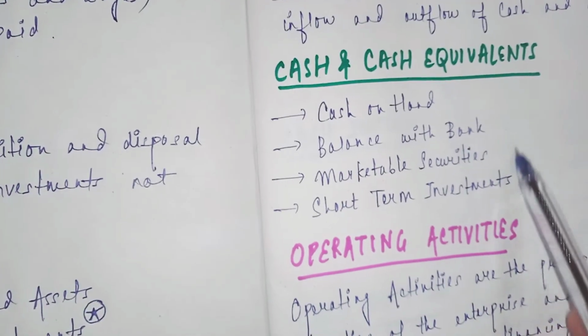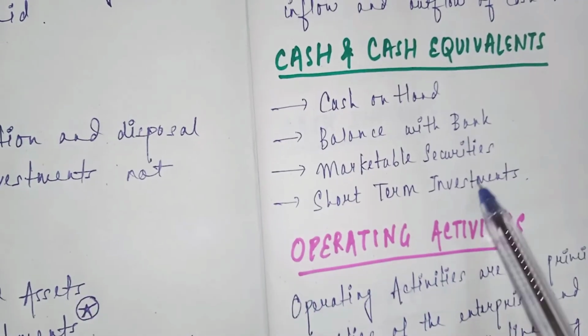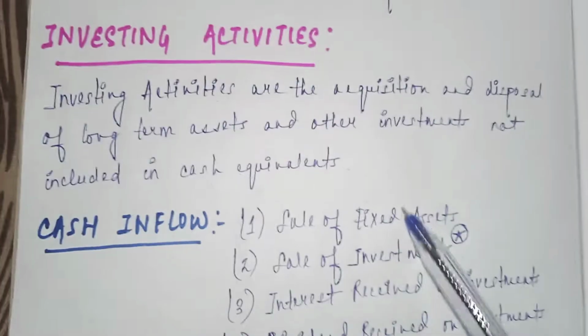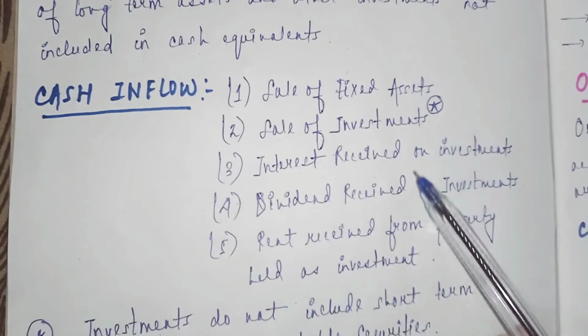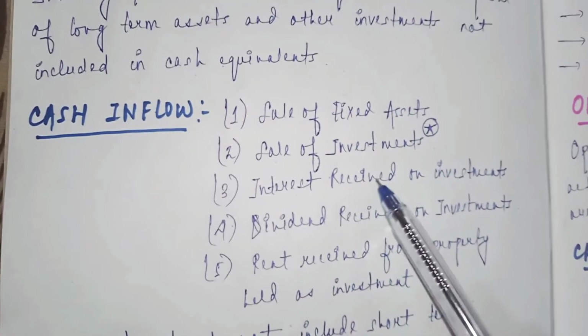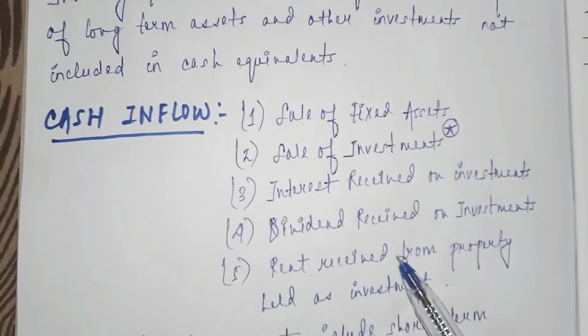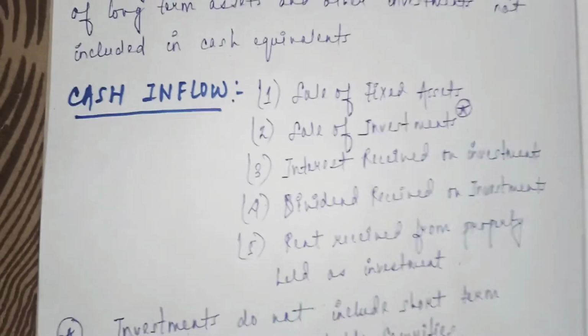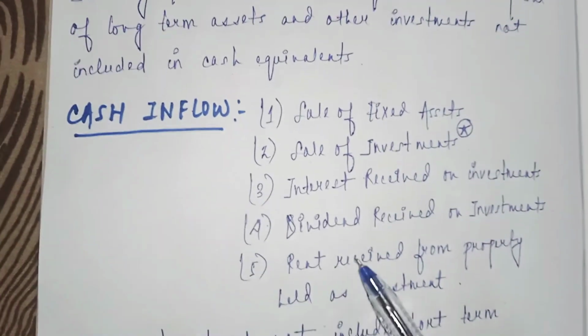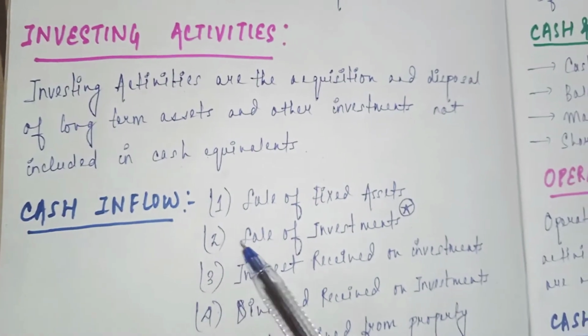As we have read earlier, cash and cash equivalents involve short-term investments and marketable securities. So in the investing activities, these two items will not be included in your investments. Any interest received on investments, any dividend received, or any rent received from your property as investment, these are the items that are involved in the cash inflows of the investing activities.